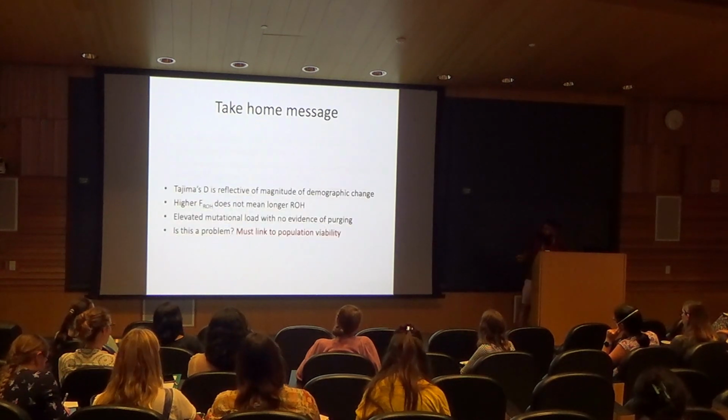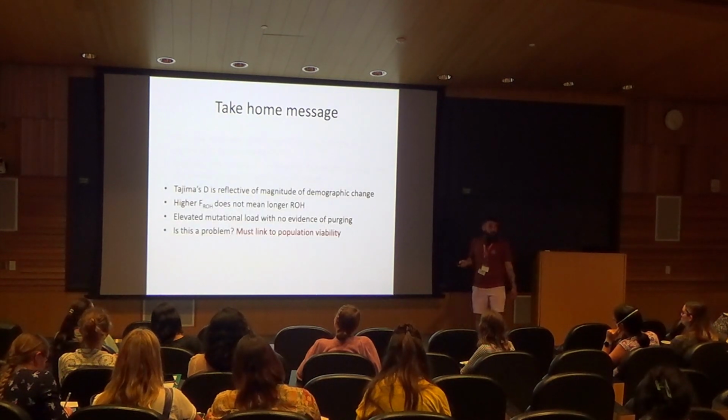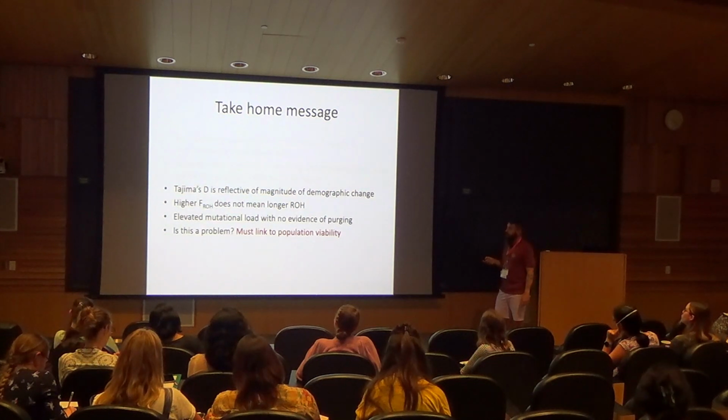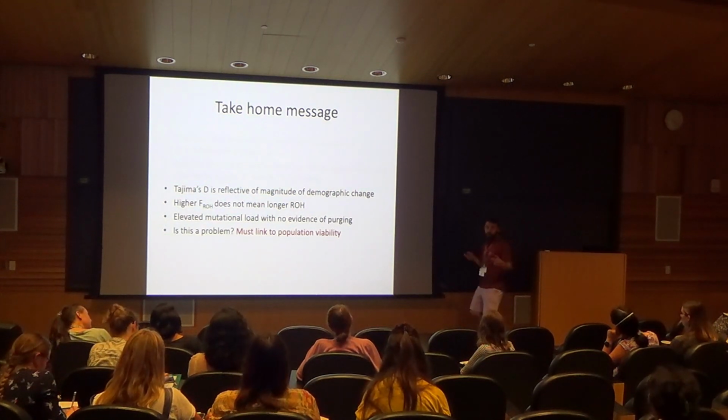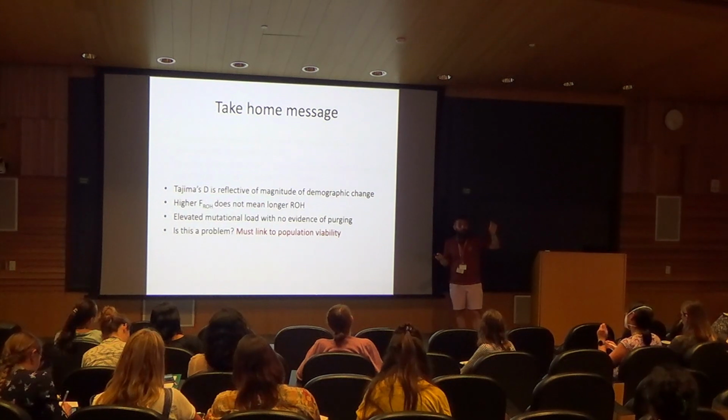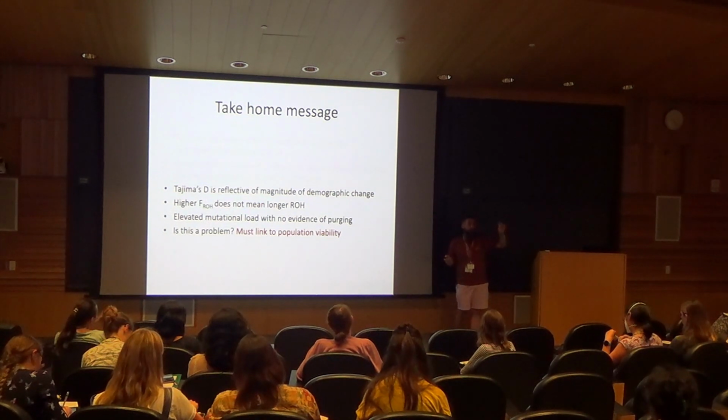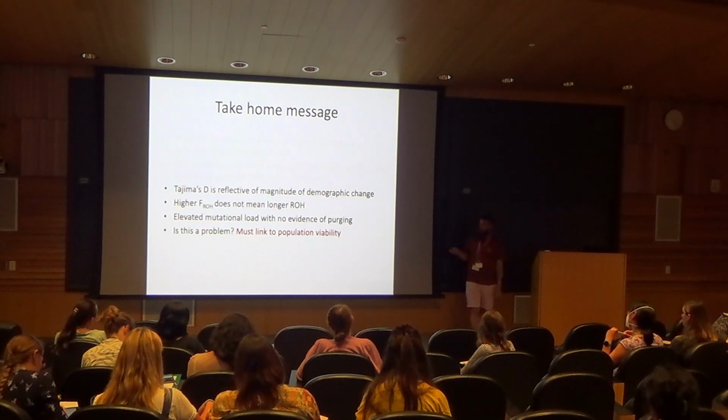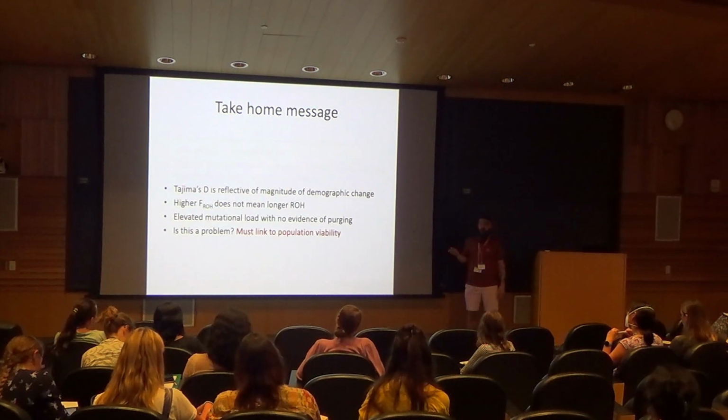And so collectively, when we bring this all together, we see that Tajima's D is reflective of the magnitude of demographic change. And in both those island populations, if you believe what we showed in pinnipeds in the Wilder paper, that Tajima's D value is worrisome.